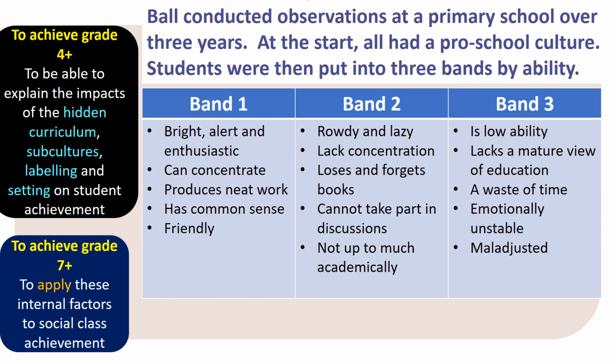Okay, there's the answers. You probably got some of these to do with band 1 being bright and alert. Maybe you thought things like friendly and neatness were more band 2, but no, that was all band 1. Band 2, the middle ones, well, they were pretty negative actually. Cannot take part in discussions. Not just that they don't want to, but they can't. They're not able to. Lacking concentration, not up to much. There's the teacher labelling them to not do very well.